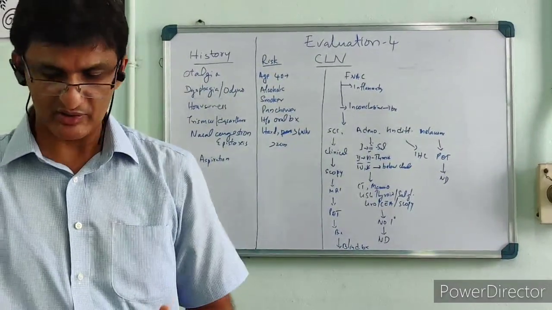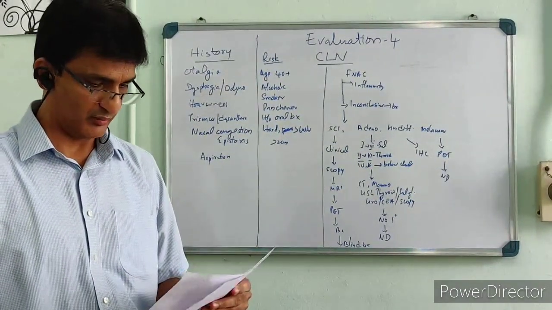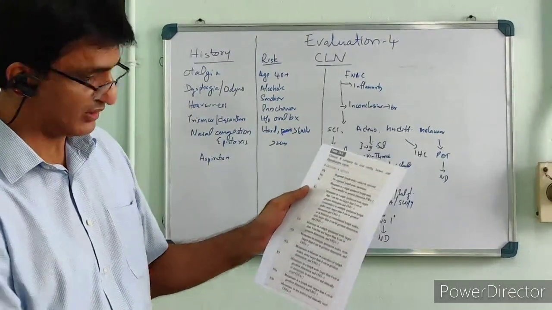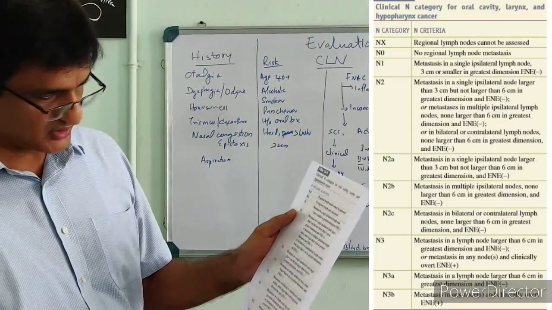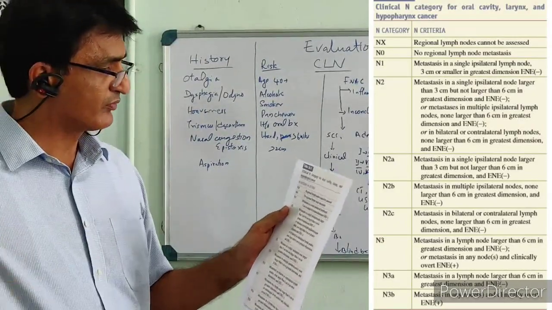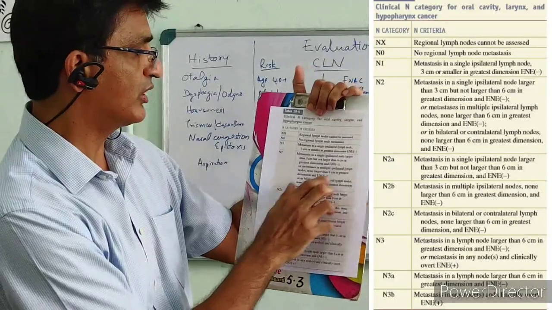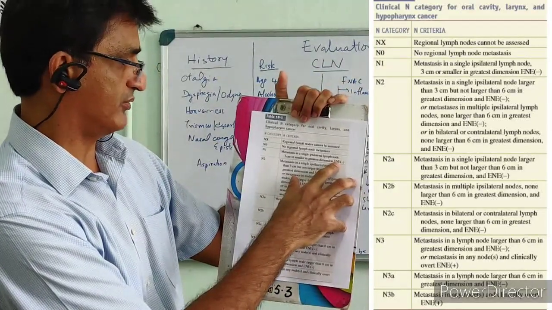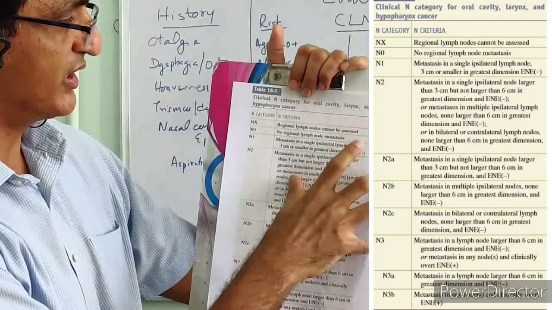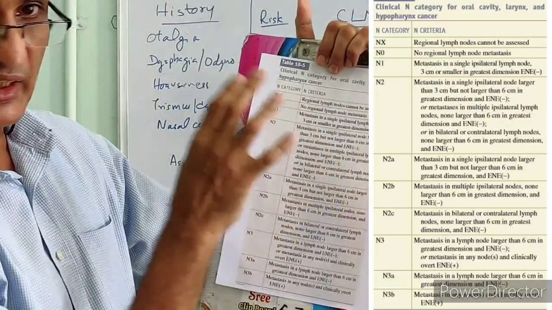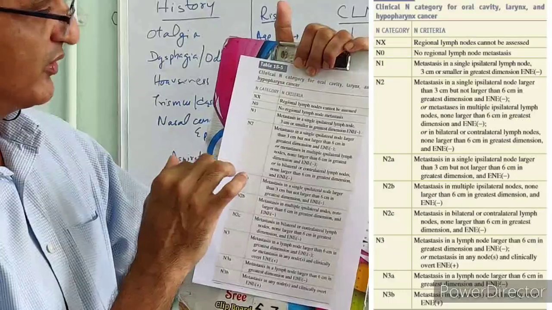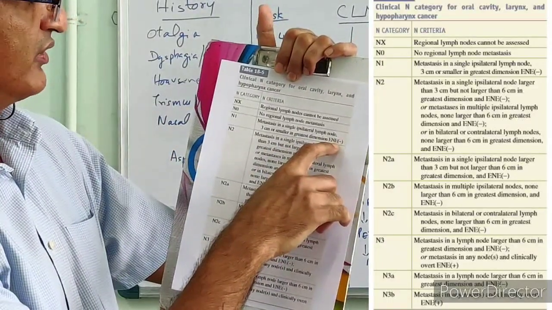The TNM staging has changed a little bit regarding the lymph nodal status. What has changed in the latest TNM staging is that they included something called extranodal extension, ENE. Most of the staging is the same; this is the AJCC 8th version TNM staging. What has changed from the 7th version is the inclusion of ENE.